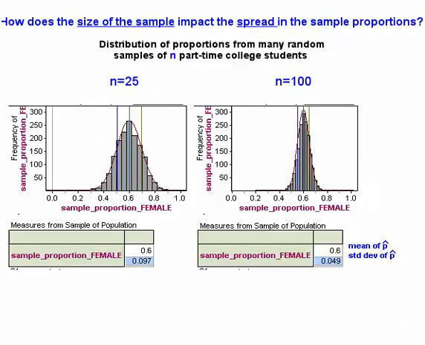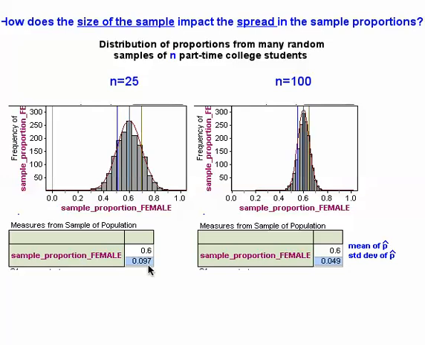Let's see what happened. Is your intuition correct? Here on the right, I have the sampling distribution generated from taking thousands of random samples where each sample had 100 students in it. I can see visually that there is much less variability in this sampling distribution than in the previous one. If I compare the standard deviations, I can get a better sense of what happened.